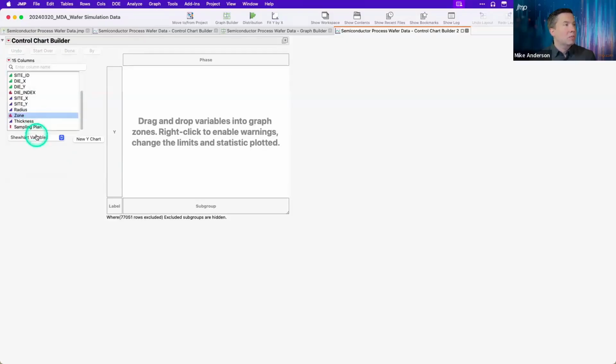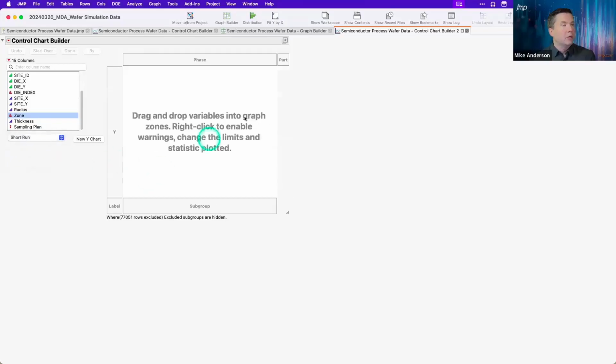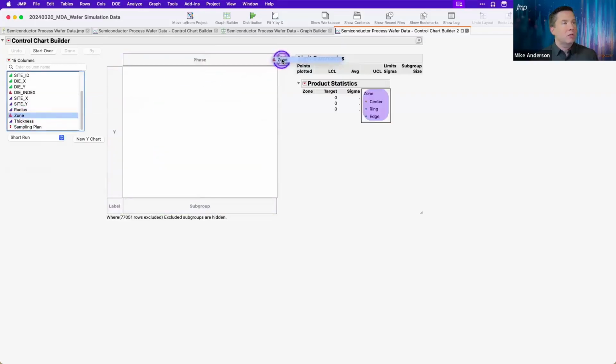I'm going to start by changing my control chart type to my short run. The reason for that is I now get my part, or my product is another way of talking about this. I can put that in this group here. So I'm going to take my zone and drop it over here. Aha, and you see I've got my summary statistics. I've got everything, I'm on the road.